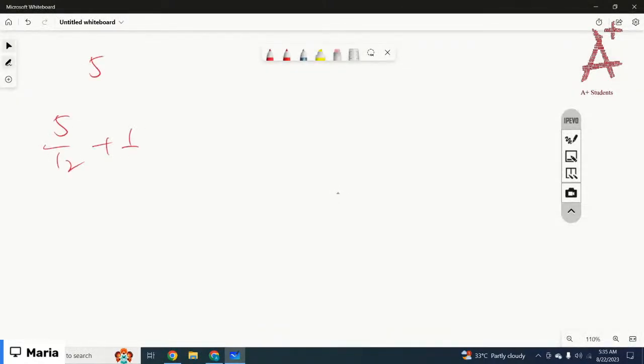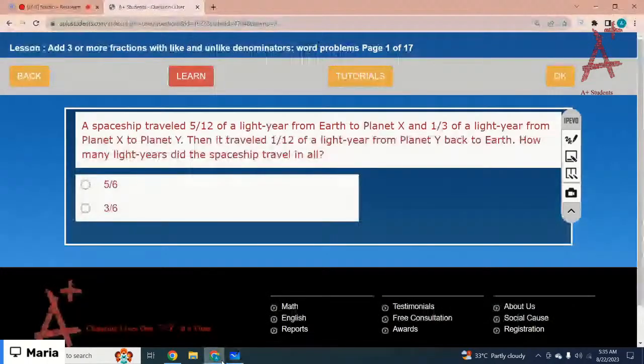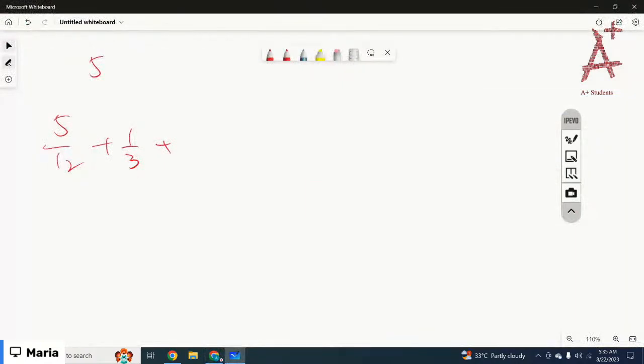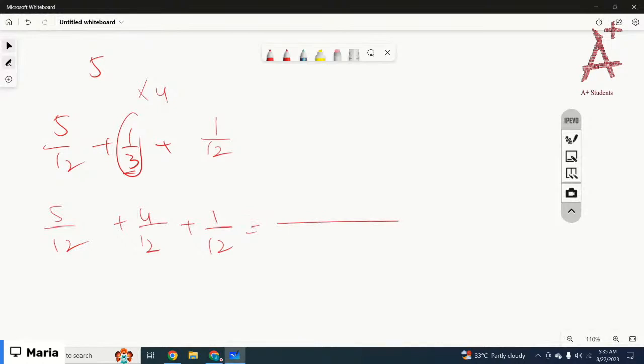Okay, 5/12 plus one third plus 1/12. First of all, you have to make the denominator equal to the greater one. 3 times 4 is 12, so you have to multiply this by 4. It will be 5 over 12 plus 4 times 1 is 4, and 4 times 3 is 12, over 12. Now you can add the numerators. It would be 5 and 4, 9, and 1, 10 over 12.